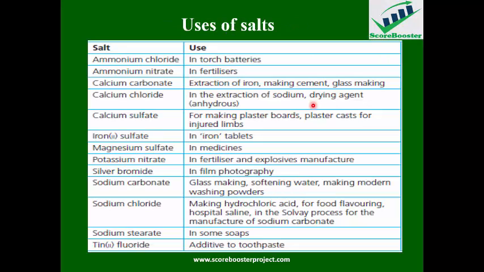So these are uses of salt. Ammonium chloride is used in torch batteries. Everybody uses a torch at home. Ammonium nitrate is a very good source of fertilizers. We use calcium carbonate in extraction of iron and glass making. That calcium carbonate is what gives glass that transparent color, and it makes it solidify. Magnesium sulfate is used in medicine. Potassium nitrate is used in fertilizer. Silver bromide is a very reactive compound, and that's why they use it in photography. So there are many examples of salt. These are just a few of them.